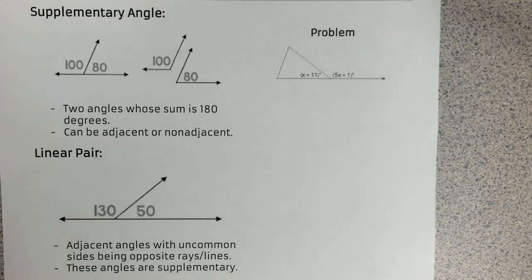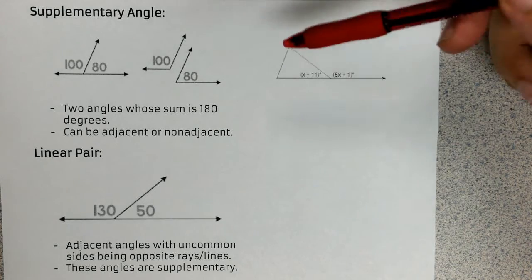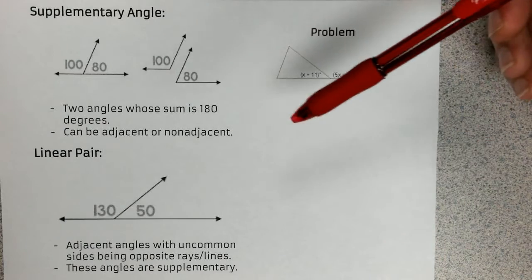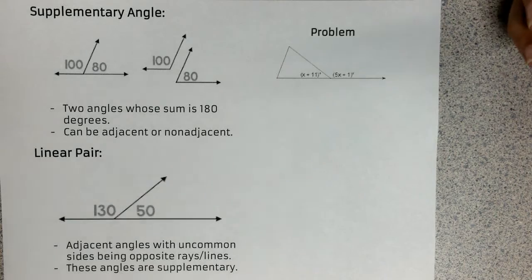In this video, we will be talking about supplementary angles and linear pairs. Supplementary angles are two angles whose sum is 180 degrees. These can be adjacent or non-adjacent, very similarly to complementary angles.